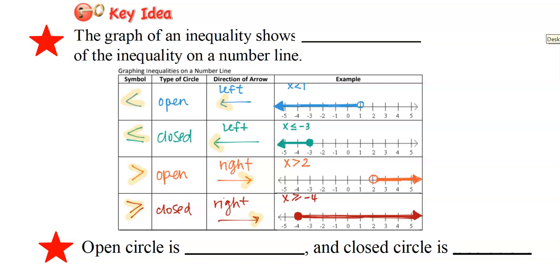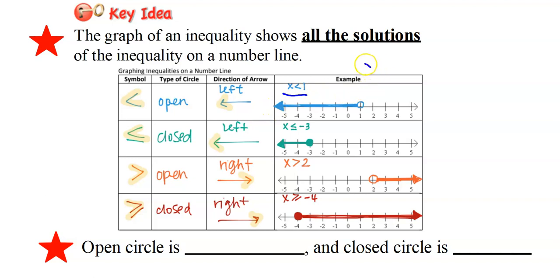Okay, so now the other thing you need to know is how to graph an inequality. So the graph of an inequality shows all of the solutions of the inequality on a number line. So see this inequality right here, x is less than 1. I put an open circle around the 1, and then I draw the arrow to the left. It matches the direction of the inequality. All of these numbers are less than 1.